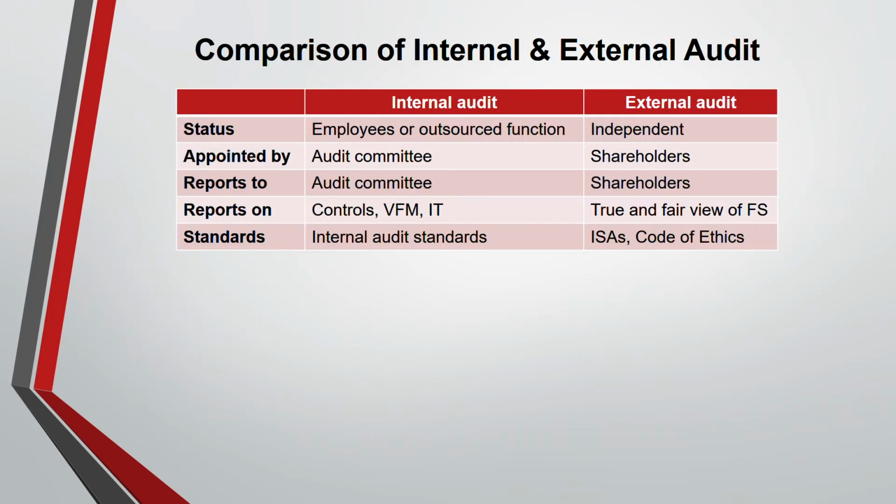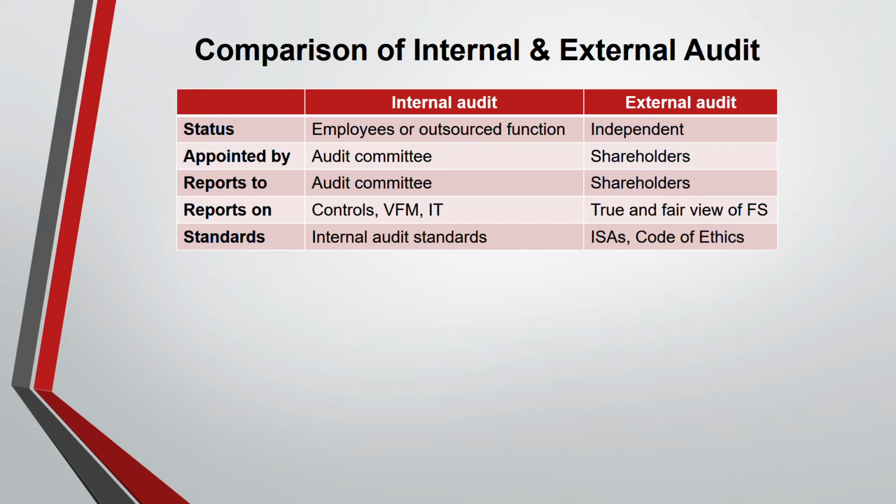Now let us go to the comparison of internal versus external audit. These are the differences. Internal auditors are employees, or it could be an outsourced function also. Sometimes you can outsource this service to another company, right? External auditors are independent. That is the status of the external auditor. Internal auditors are appointed by the audit committee. External auditors are appointed by shareholders. The internal auditor reports to the audit committee. The external auditor reports to shareholders.